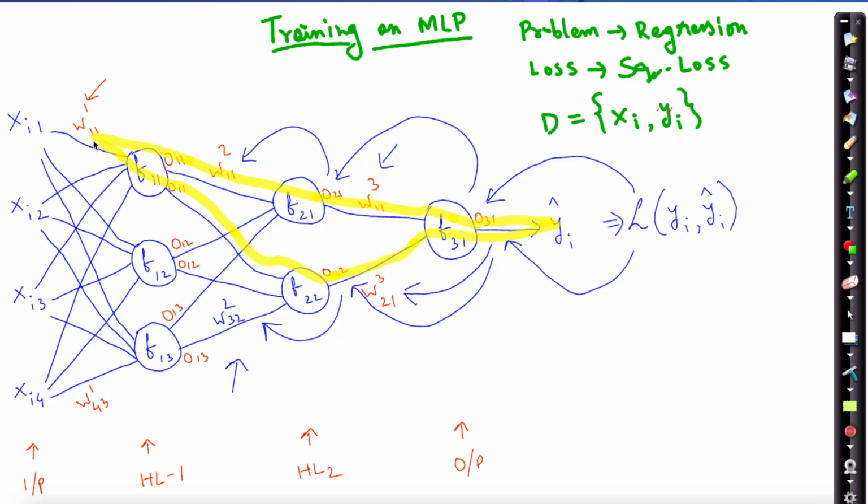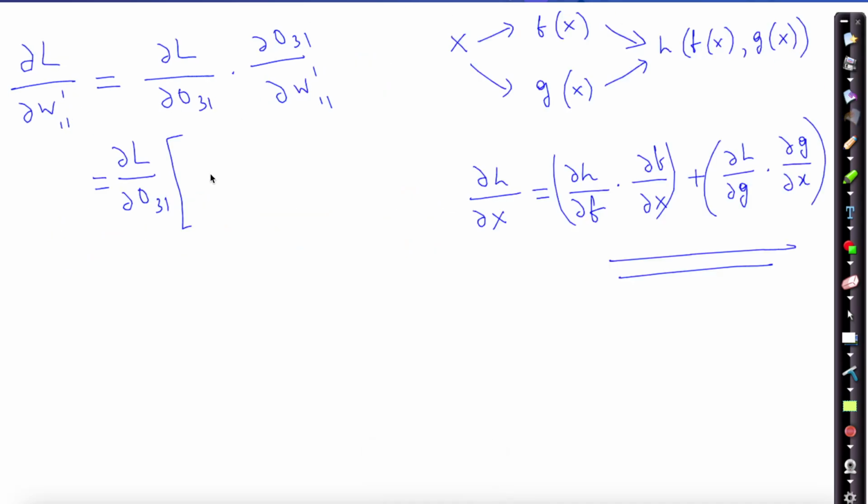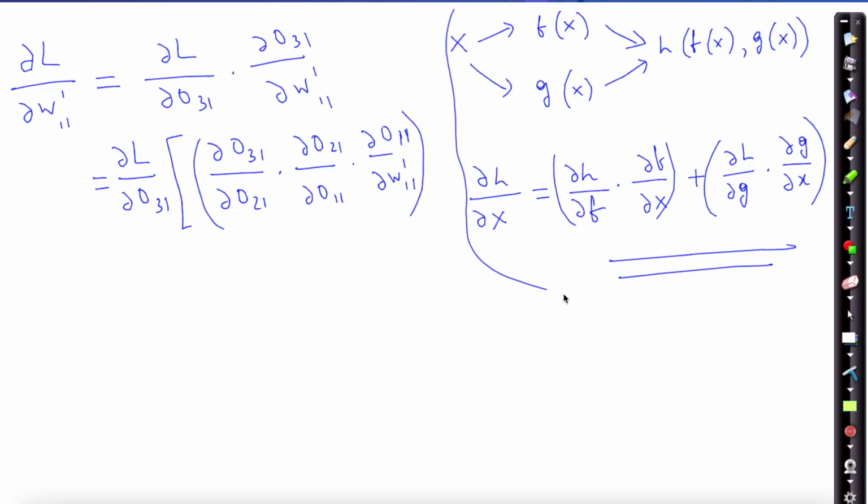It's very simple, right? It's very simple. I'll write it down. See, so this one, O31 with respect to O21, just visualize the path. O21 with respect to O11 multiplied by O11 with respect to this weight W111, right? This is the first thing. Okay, I'll just do a divider.